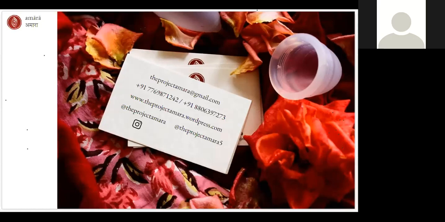And just to reiterate, for school-going girls, menstrual cups are still a great option, and cloth pads. But honestly, you can use any of the three options that we spoke about today, and they all work well.